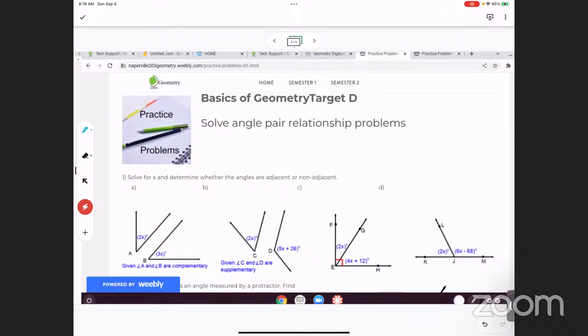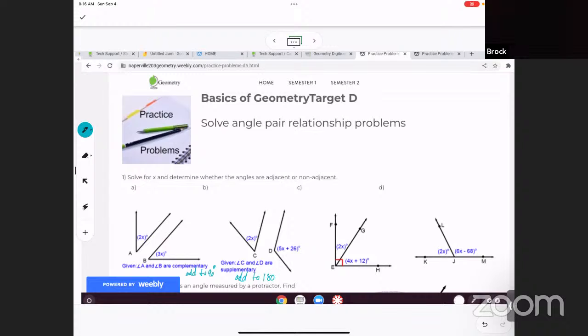Yeah. Okay. Solving for x, I can do that. Given A and B are complementary. Well, what does complementary mean? Does complementary mean that they just have the same angle? No, complementary means they add to 90. Supplementary means they add to 180. Now you can tell that these are complementary because they're sitting next to each other, because it's a 90-degree angle. And you can tell that these are supplementary because they're adjacent angles on a straight line, right? Yeah.